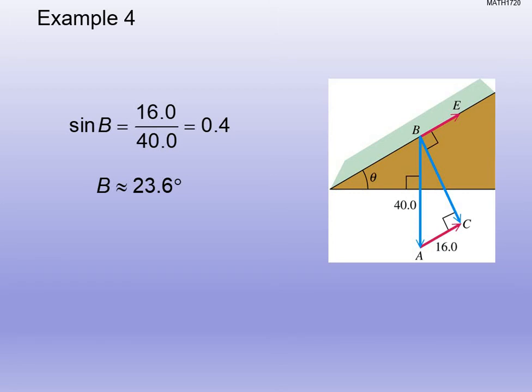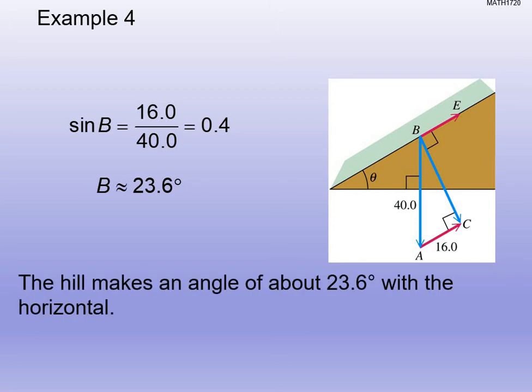So that is not our theta. That's angle ABC technically. Angle ABC is 23.6. Now we have to know the hill makes an angle of 23.6 with the horizontal. That angle ABC is the same exact angle as theta. So that's why we can conclude the hill makes the angle of 23.6 with the horizontal.